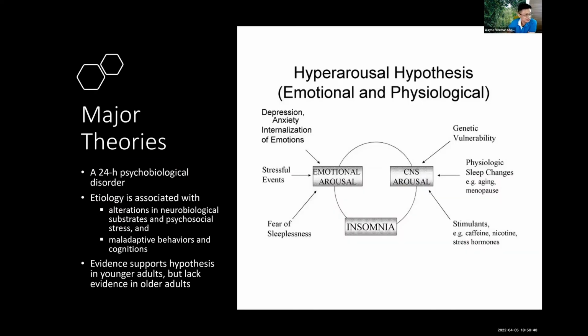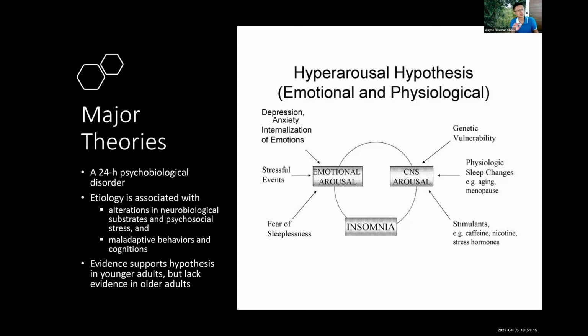Some major theories. One of these theories is called the Hyperarousal Hypothesis, right, which essentially investigates the emotional and the physiological mechanisms involved in sleep disruptions. So this theory describes insomnia as a 24-hour psychobiological disorder. Right, so you have the emotional arousal system, you have the central nervous arousal system, and then you have insomnia.